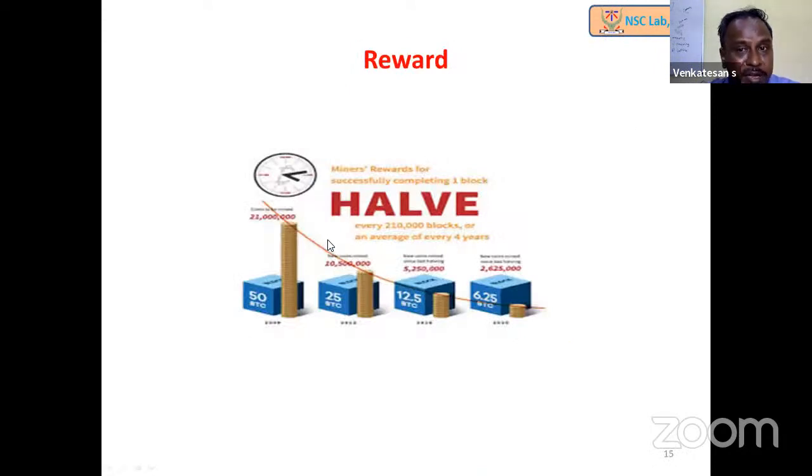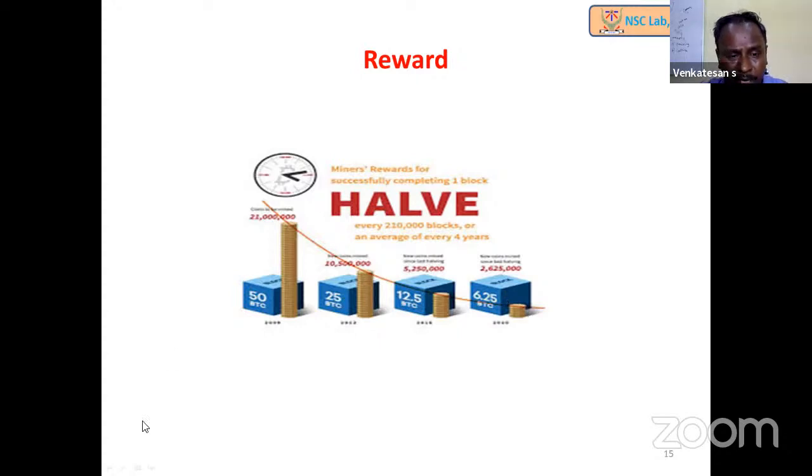And Bitcoin gives the reward because we know the proof of work is a very complex problem to solve. And if we don't give the reward, normally people will not do the problem solving. So they started with 50 BTC in the beginning. And every 4 years they are reducing that: initially 50, then 25, 12.5 and 6.25. Now it is 6.25. So later it will be like 3.6, also it will come like that.